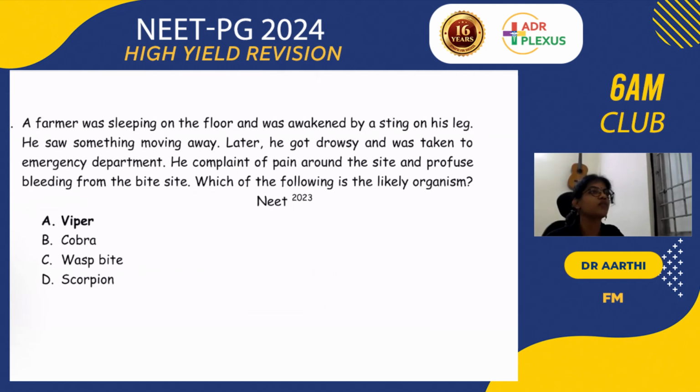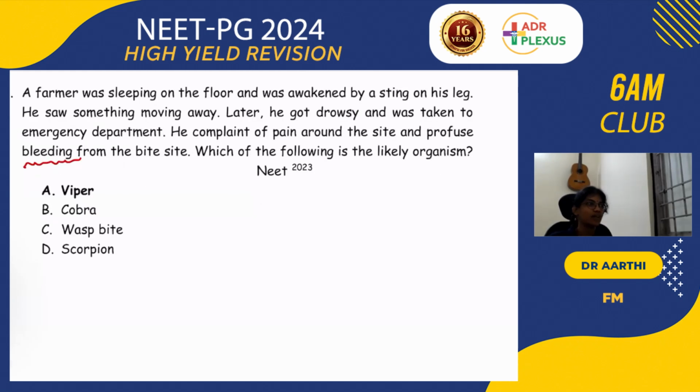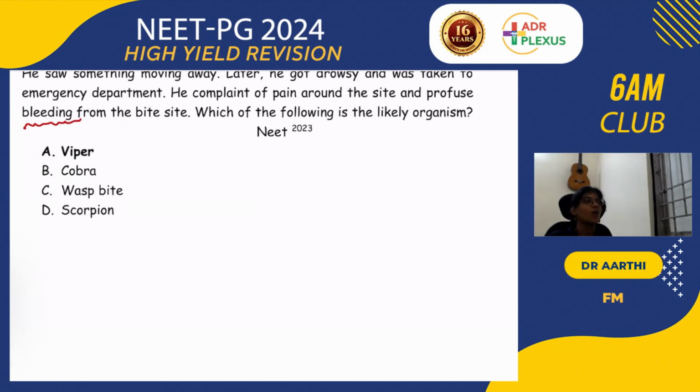A farmer was sleeping on the floor, was awakened by a sting in his leg. He saw something moving. Later, he got drowsy and was taken to the emergency department. There was pain around the site. Profuse bleeding was there. See, this becomes the clue. Bleeding was there. Which of the following is a likely organism? So we have viper, cobra, krait, and scorpion that they have given. Okay, so let's understand snakes.